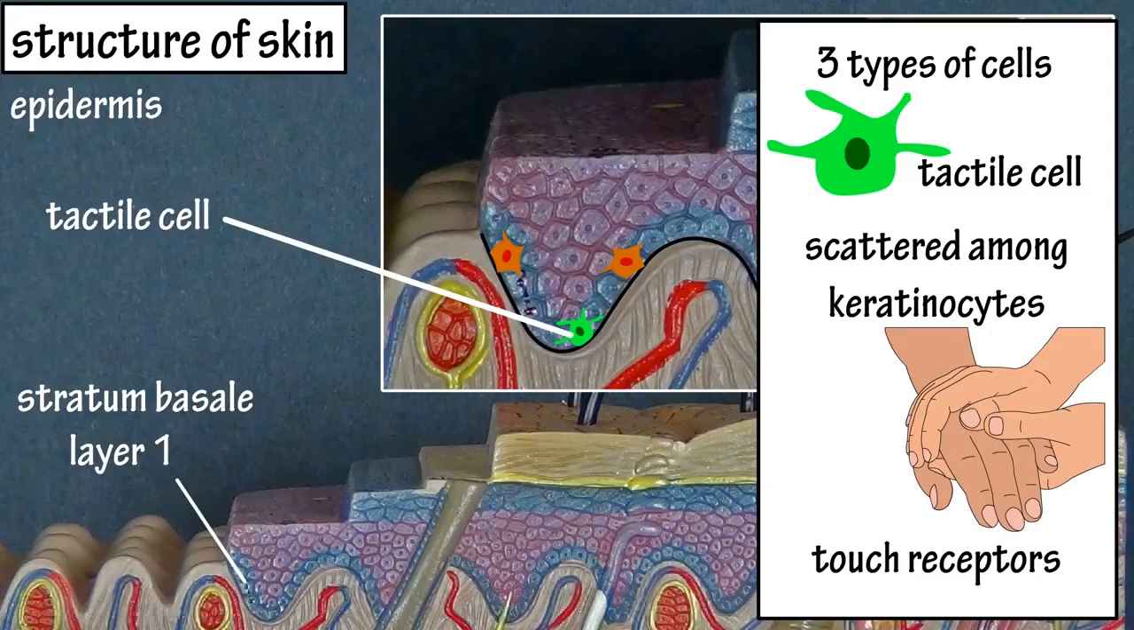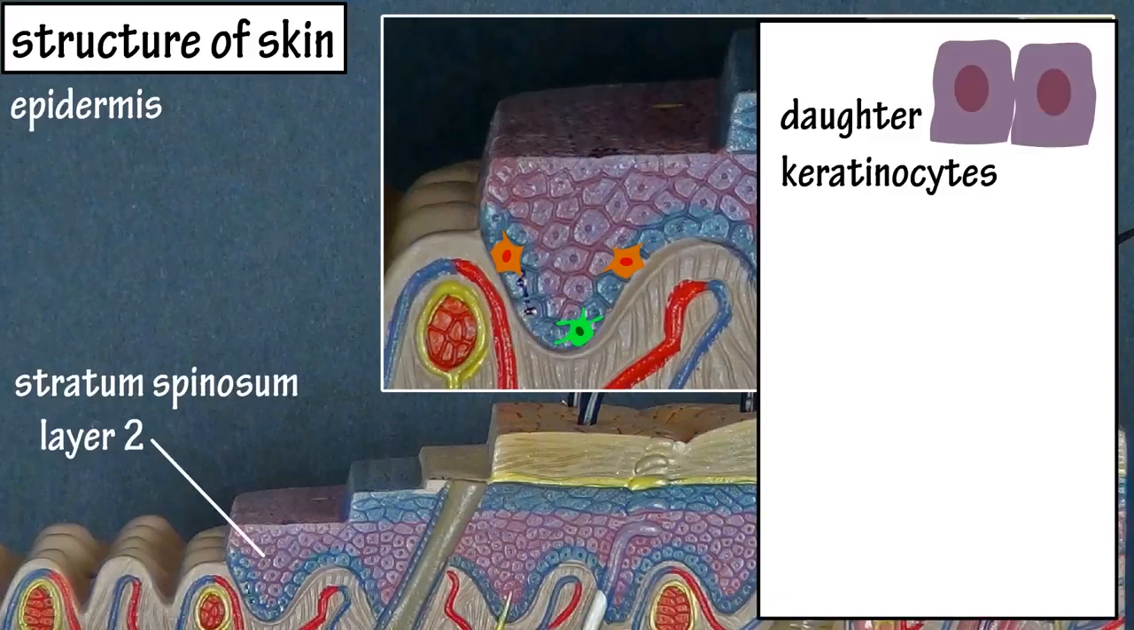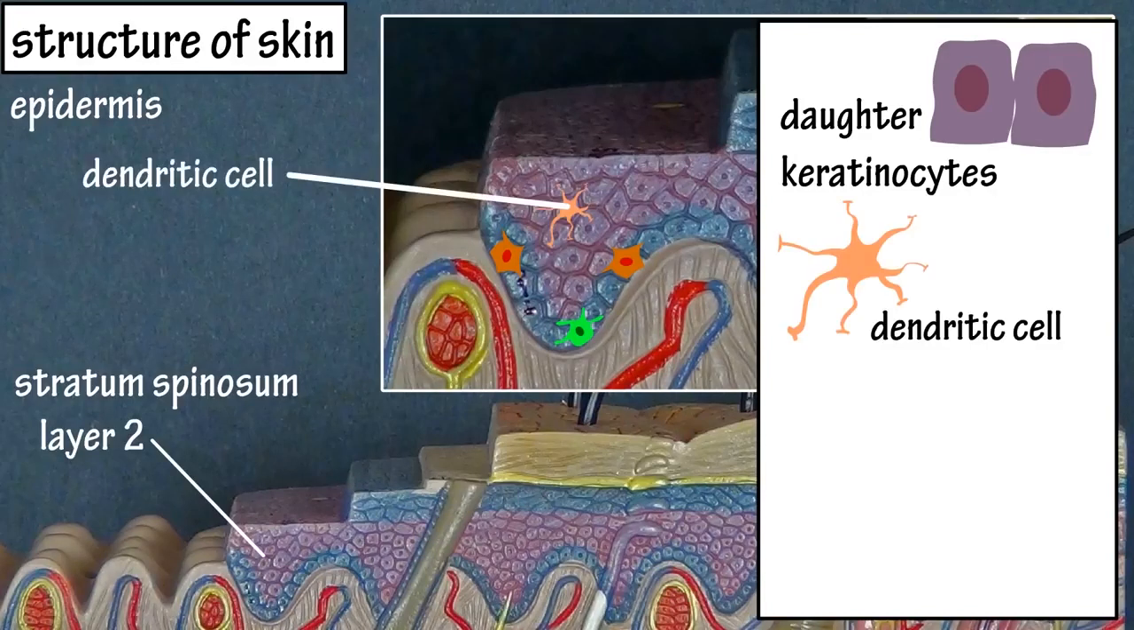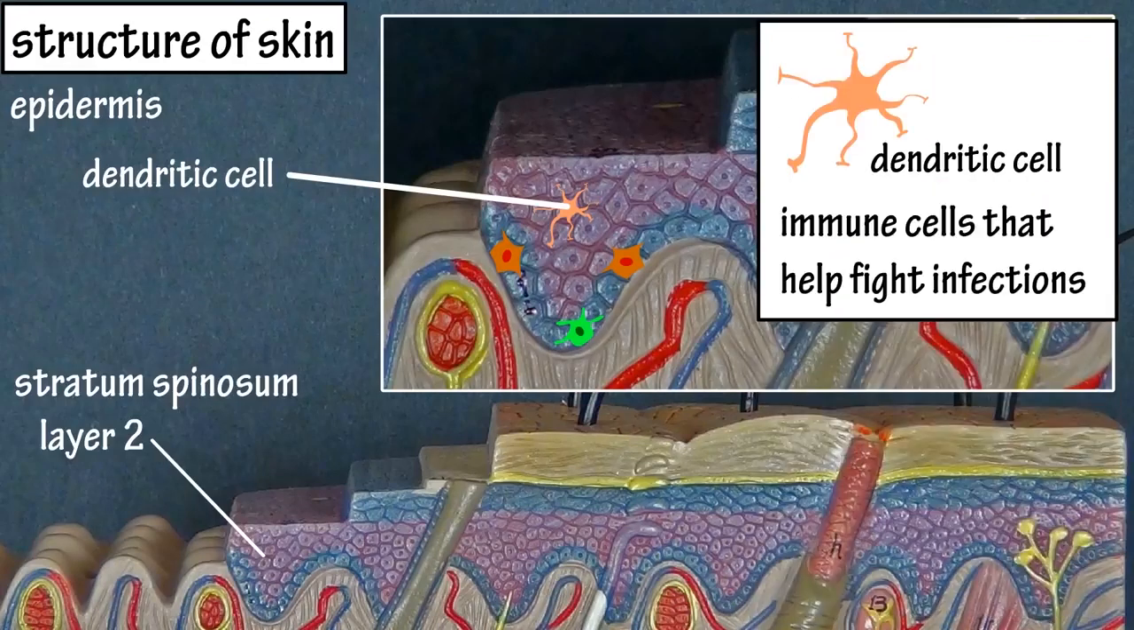The next layer, moving upwards in the epidermis, is the stratum spinosum. This layer is made up of daughter keratinocytes made from dividing cells in the stratum basal layer below and epidermal dendritic cells. The daughter keratinocytes connect to neighboring cells' desmosomes, which are one of the ways cells connect to one another, giving them a prickly appearance. The dendritic cells are immune cells that help fight infections in the skin.